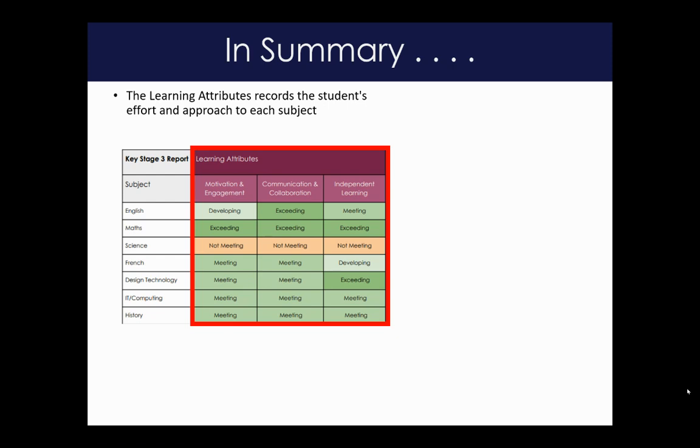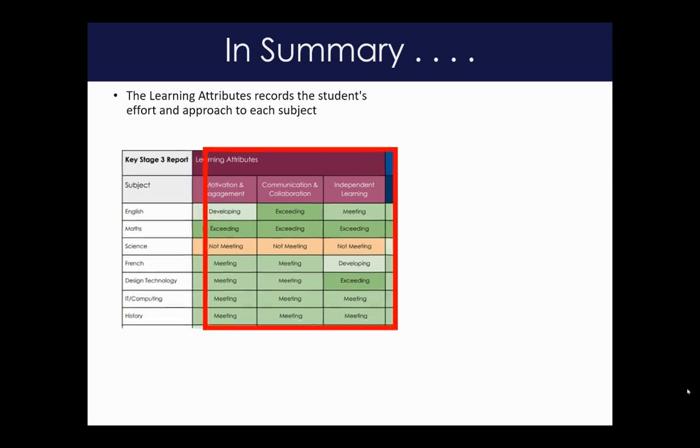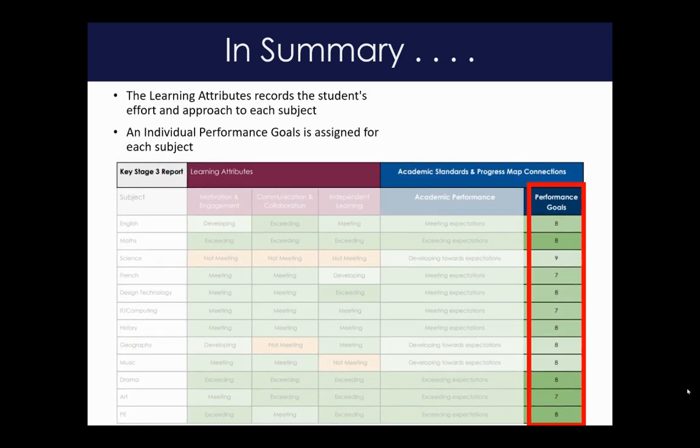So, to summarize this video, the teacher makes comments on the learning behaviors, effort, and approach students make toward their learning. This is known as the learning attributes. A performance goal for each subject is assigned, that is ambitious, but achievable. This is personalized to the individual and it is a good indicator of where they need to be at the end of the academic year.